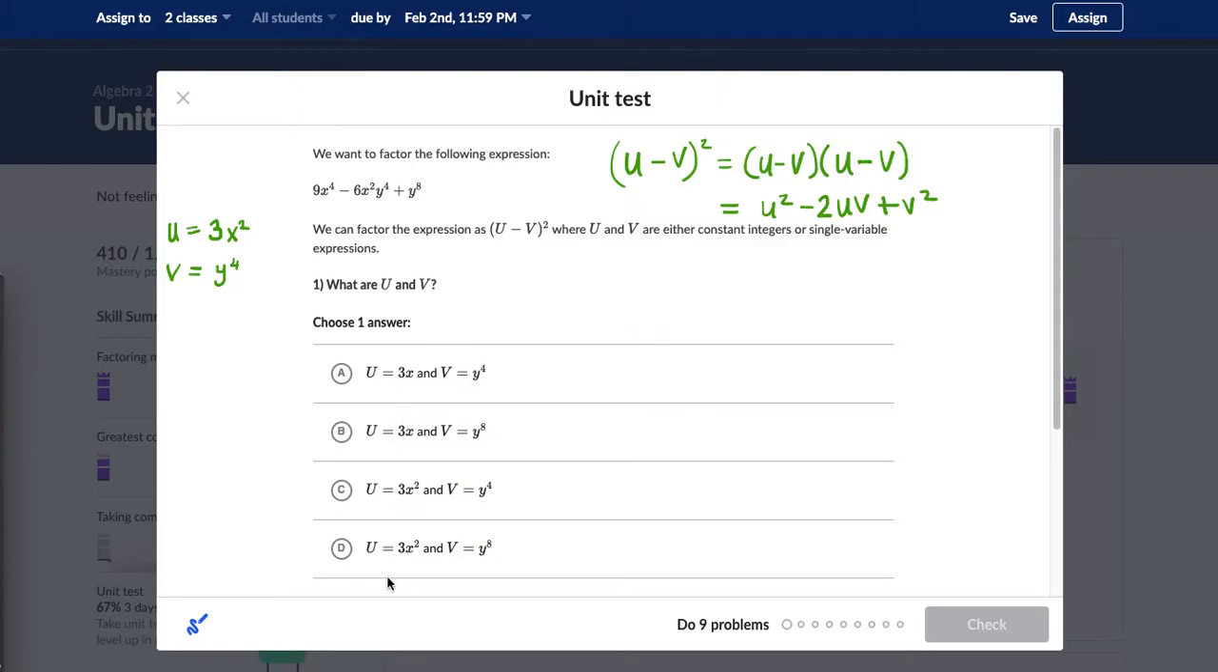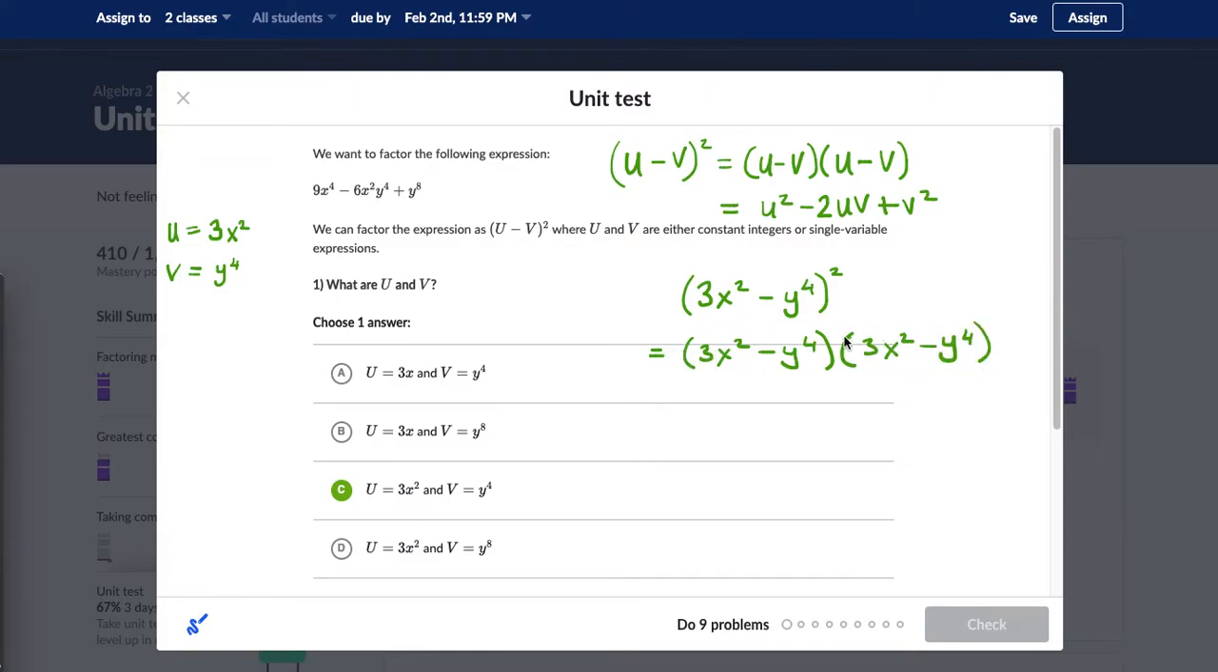So let's try that out. Let's prove it. We're going to choose an answer down here, and our answer is this one right here, but we're actually going to prove it as well. If we take 3x squared minus y to the fourth and square that, this is what we're claiming, that these are our u and v terms. So that's 3x squared minus y to the fourth times 3x squared minus y to the fourth. Let's FOIL this out.